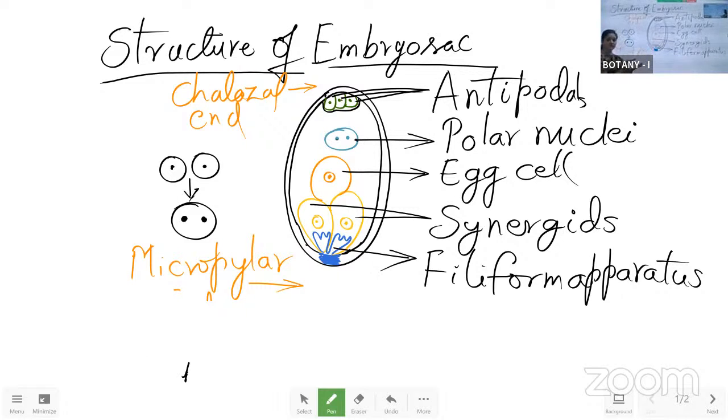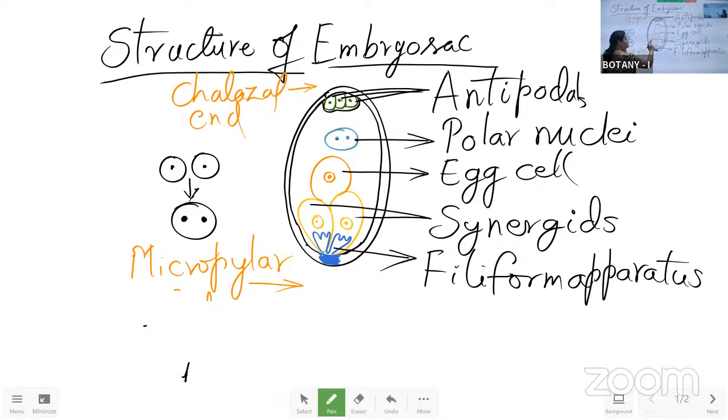If they ask in the question or not, it does not matter, but we have to write the functions of synergids separately. Okay, so what we have to write, I have already said once we were discussing the egg apparatus. But now again we have to write it. So what we have to write?